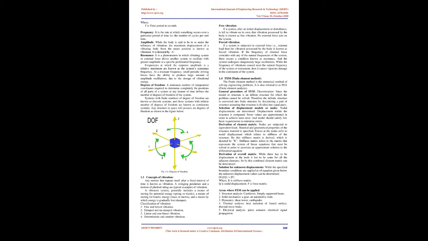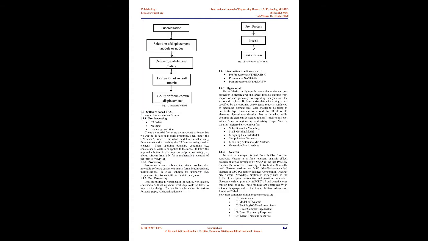Classification of vibration. 1. Free and forced vibration. 2. Damped and undamped vibration. 3. Linear and nonlinear vibration. 4. Deterministic and random vibration. Free vibration: if a system, after an initial displacement or disturbance, is left to vibrate on its own, the vibration possessed by the body is known as free vibration. No external force acts on the system.